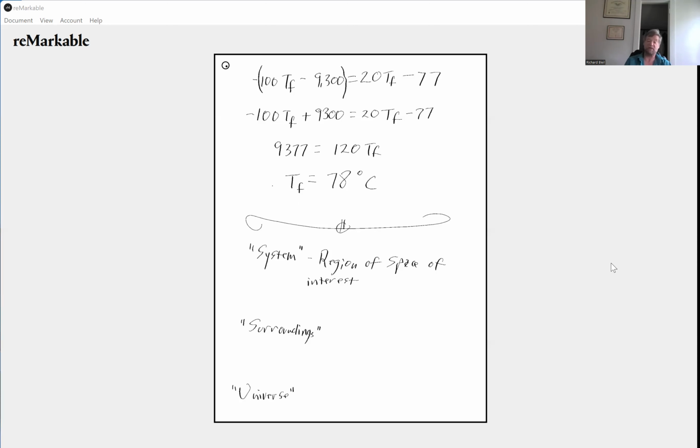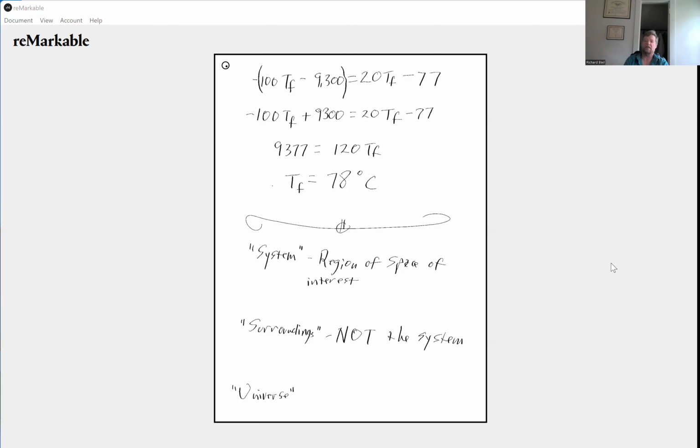The surrounding is everything else. So in that example of the tea, where we ignored the surroundings, the surroundings would be the air in contact with the teacup and the aluminum. It would be the room. It would be the house that it's in. It would be the city. It would be the state. It would be the country. It would be the everything else. That's the surroundings. Everything else.